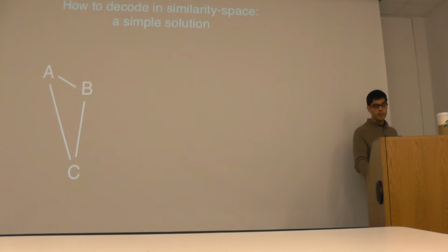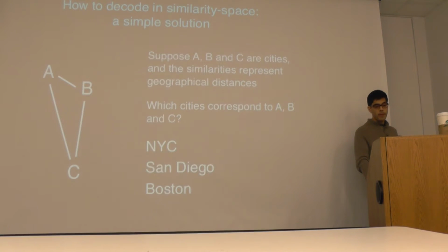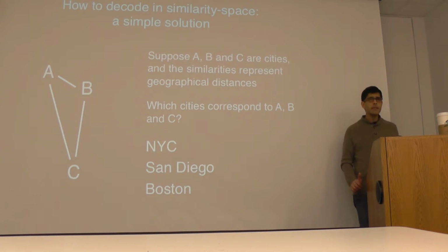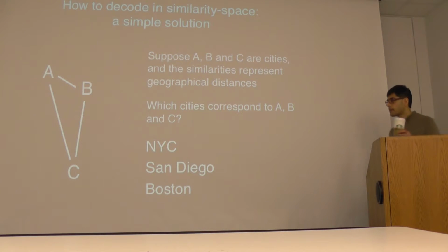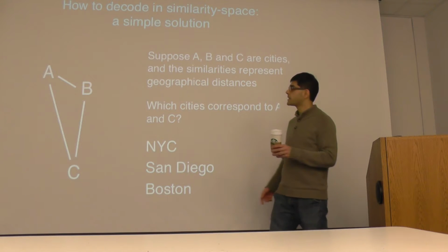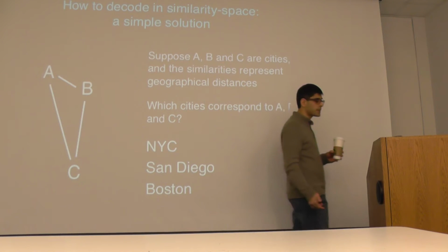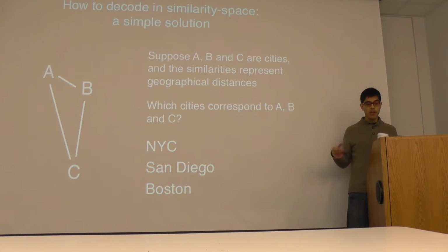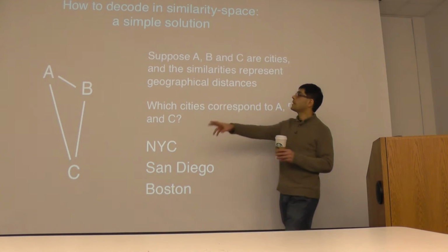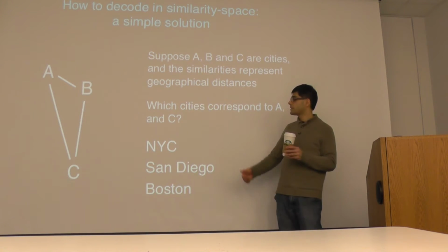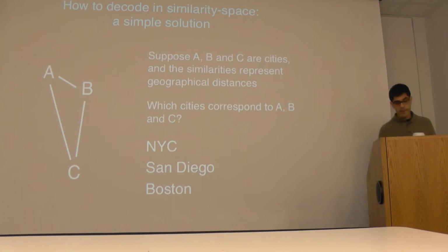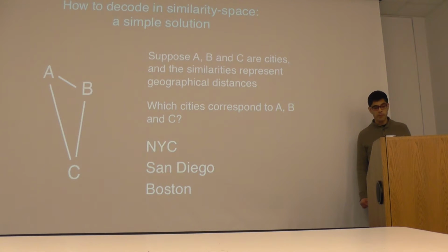So suppose we have a bunch of similarities and we want to try and decode them, which basically means we don't know what the true labels are, but we want to figure them out. That's essentially what decoding is, attaching labels to things that we don't already know. So here's an example. Suppose A, B, and C are 3 different cities, and the distances between them, which are similarities in this case, correspond to the actual geographical distances. But I'm not going to tell you which label corresponds to which. One of these is New York, one is San Diego, and one is Boston. Can anyone say which is which?